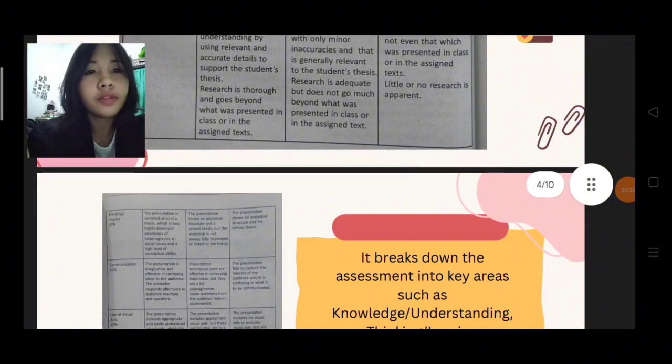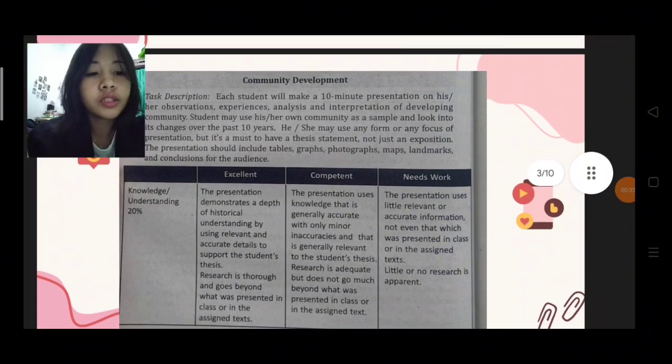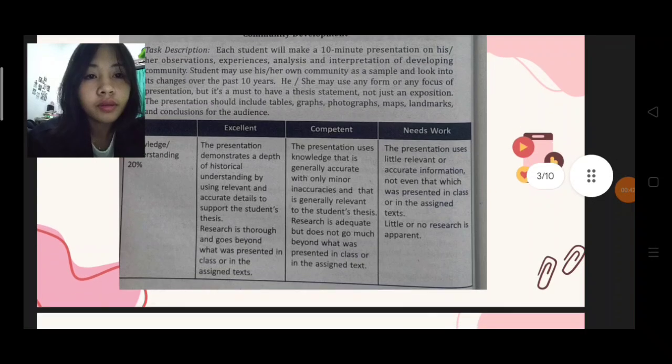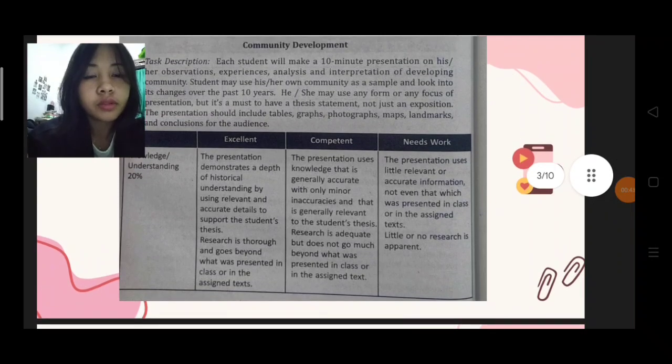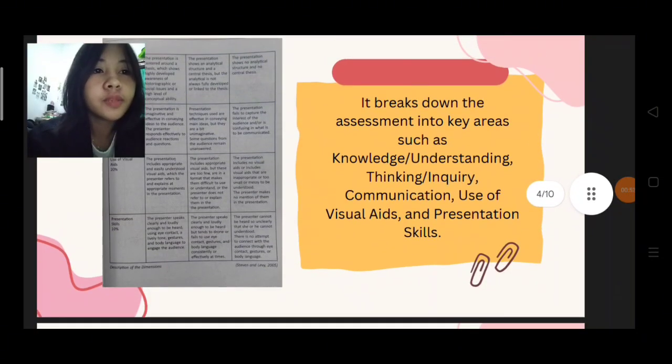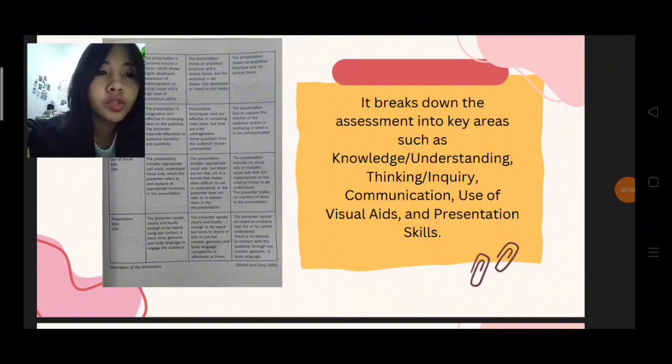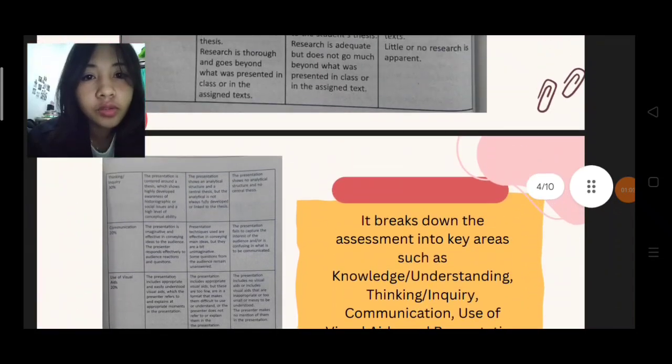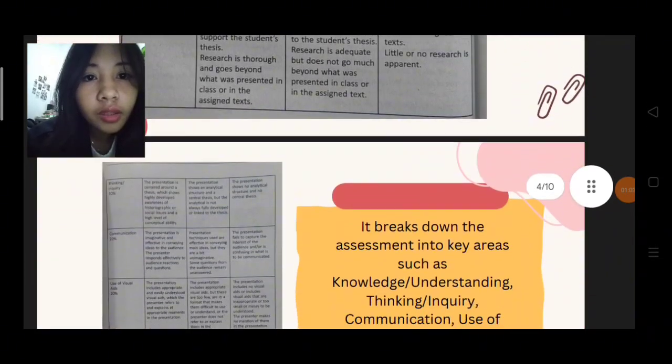Each level includes a detailed description and illustrates examples to ensure transparency and consistency in grading. So these levels are the excellent, competent, and the needs work. It breaks down the assessment into key areas such as knowledge or understanding, thinking or inquiry, communication, use of visual aids, and presentation skills. So as you can see here, above and here.